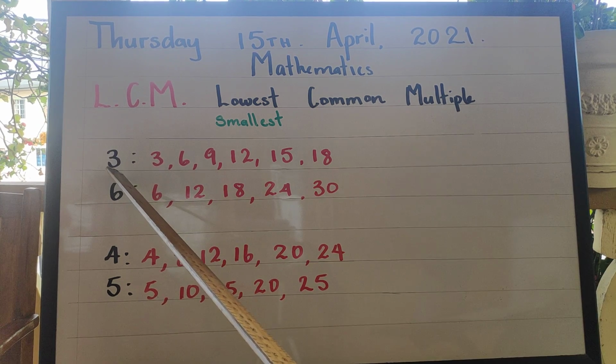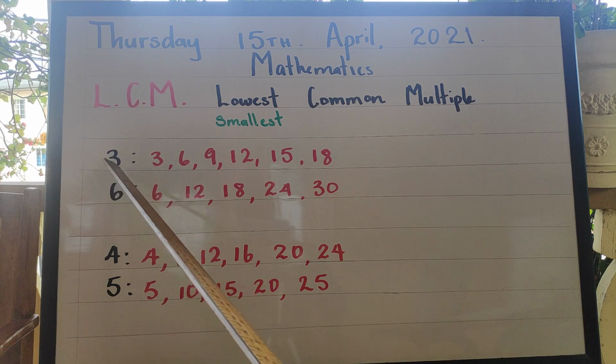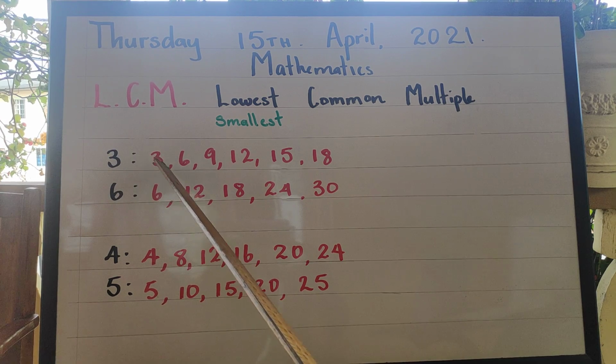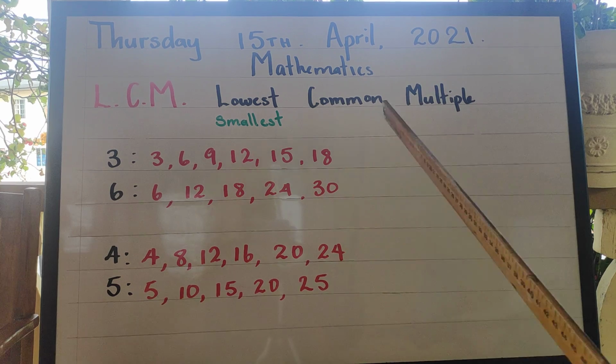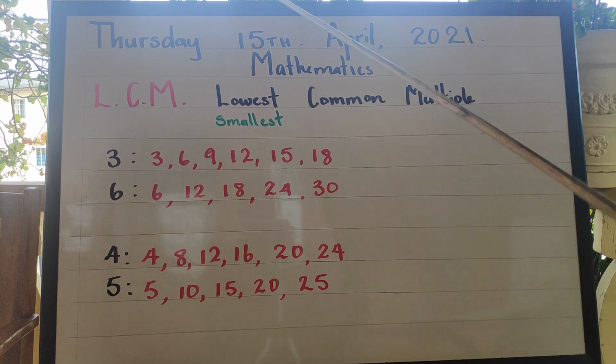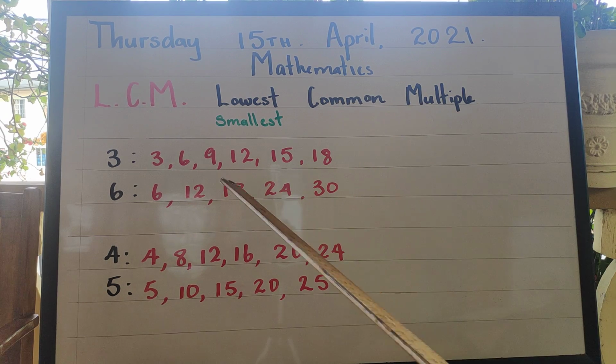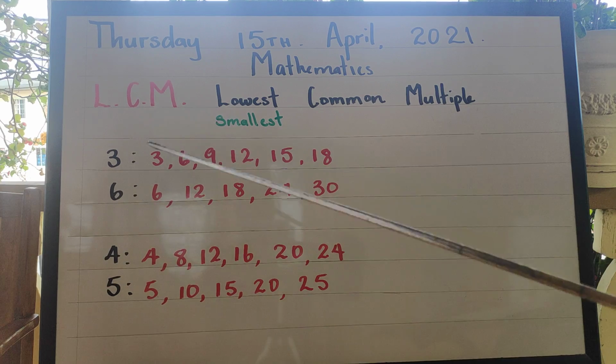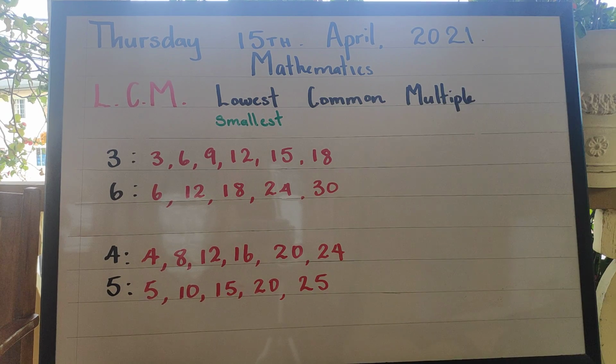We said multiples of 3 would be, every number is a multiple of itself, so it must start with 3: 3, 6, 9, 12, 15, 18. Multiples of 6 would be 6, 12, 18, 24, 30. And we said that when we're doing multiples, more or less we are doing tables. If you know your tables, it's easy to do multiples. Then we moved on and did something called common multiples, meaning that we look at 2 or 3 numbers and see if they have multiples that are common.